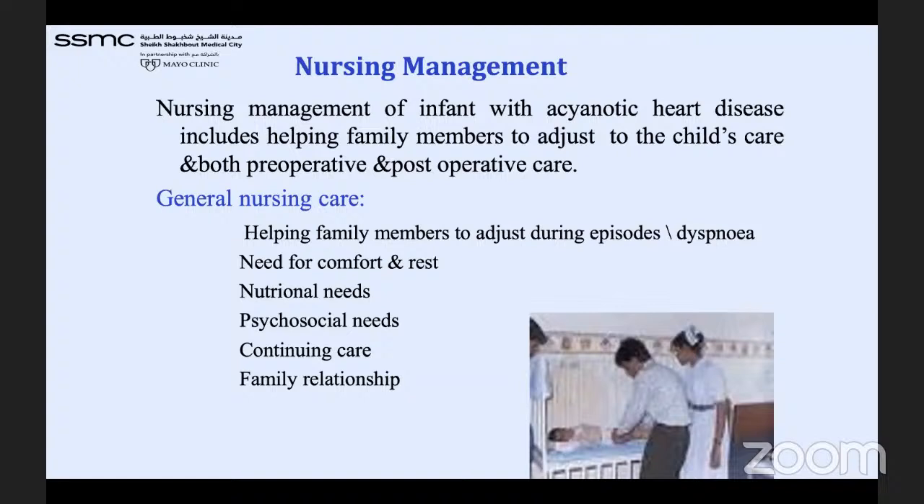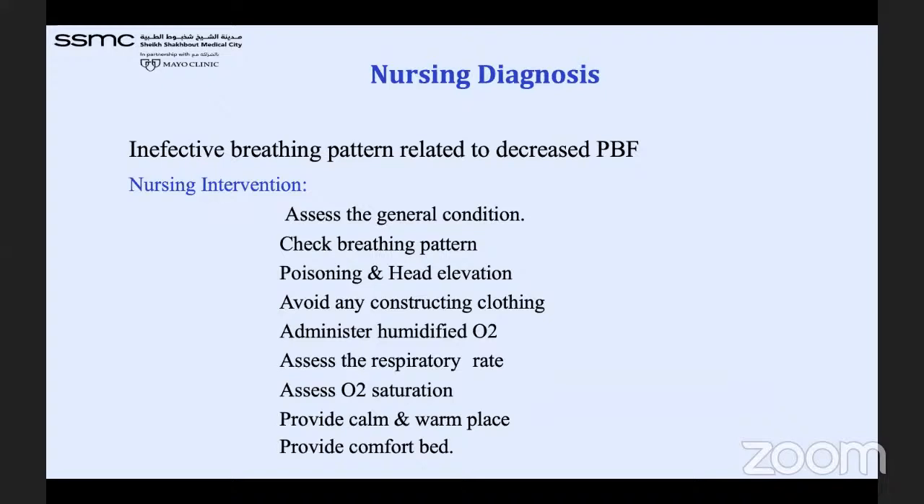All acyanotic or cyanotic heart disease has a lot of nursing commitment. These are the few I am just putting in: helping the family members, need for comfort and rest, nutrition needs, psychosocial needs, continuing care, and making a family relationship. So, ineffective breathing pattern related to decreased pulmonary blood flow: the nursing intervention, they have to check because they are more with the babies as compared to the doctors.